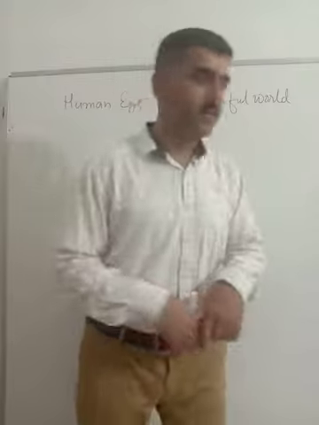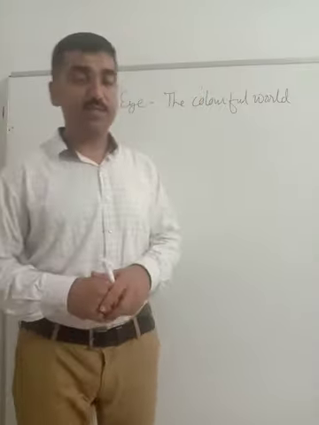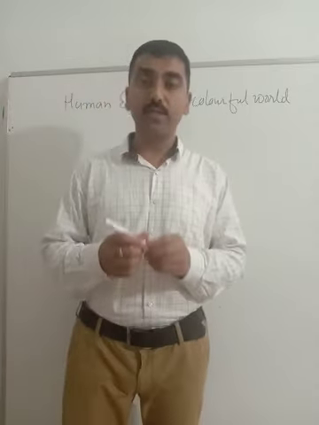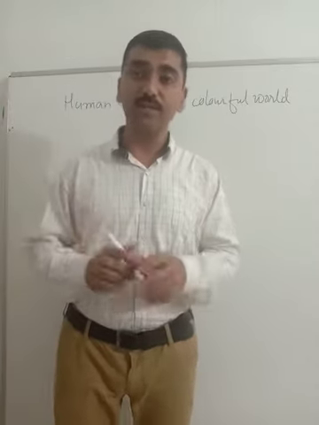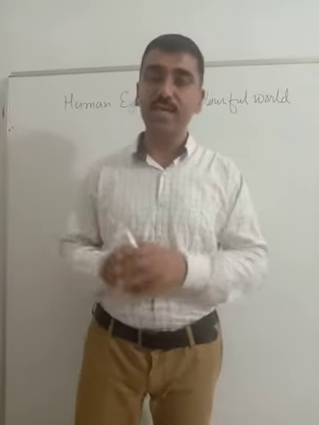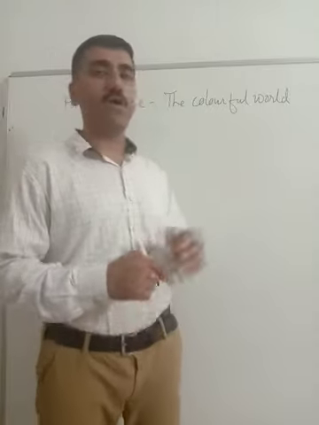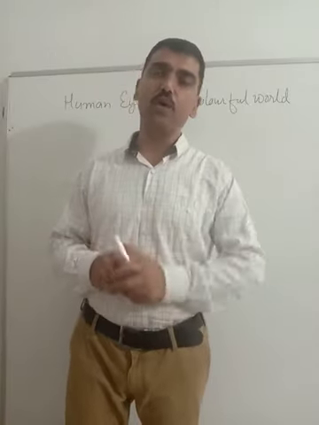The topic is here before you: the human eye and the colorful world. This is the second chapter in physics and one of the very simple chapters. For your kind information, I'm telling you that recently CBSE has removed a lot of content from this chapter and only a few topics are left.